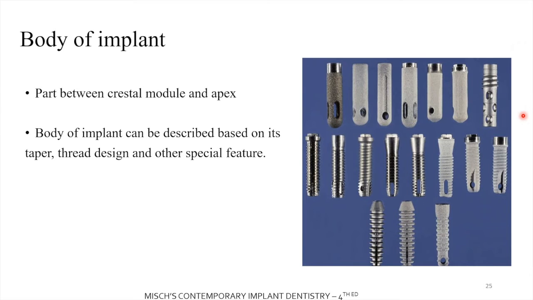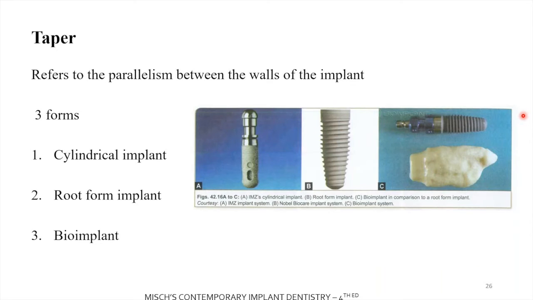Body of the implant: it is the part between the crestal module and the apex. The body of the implant can be described based on the taper, thread design, and other special features. Taper refers to the parallelism between the walls of the implant. There could be three forms: cylindrical implants, where the implant body diameter is constant from the crest to the apex; root form implant, where the implant body diameter remains constant from the crest to the middle third, and it tapers in the apical third just like a natural tooth; or custom implant, where the implant is custom milled according to the shape of the extraction socket.